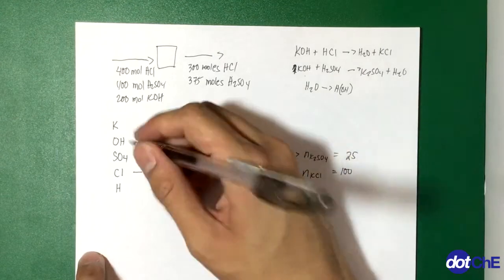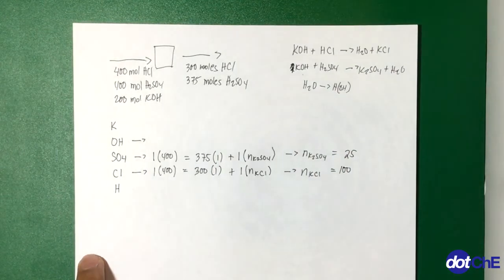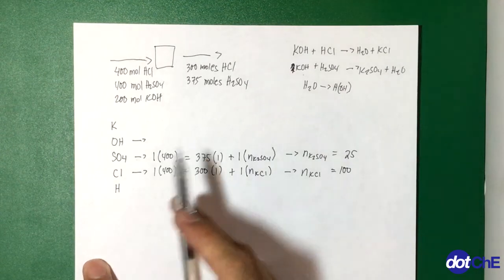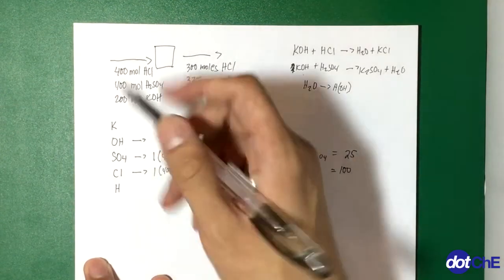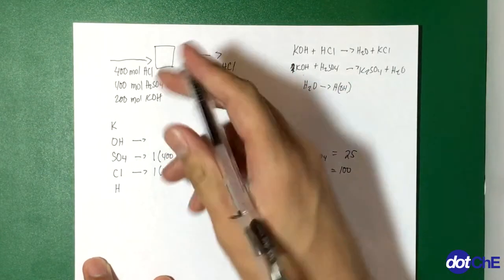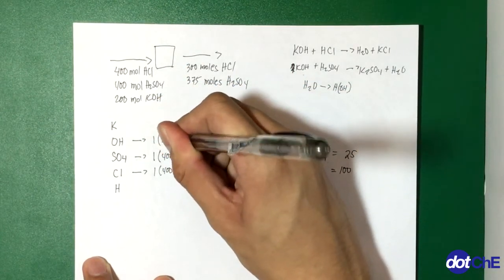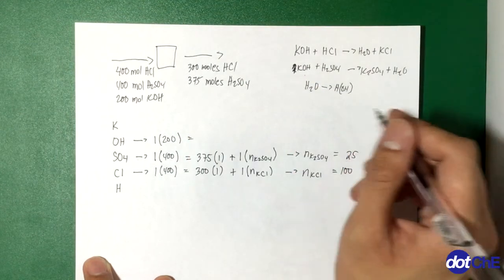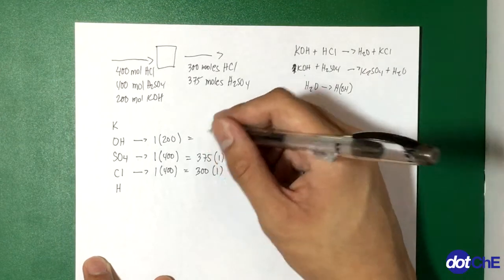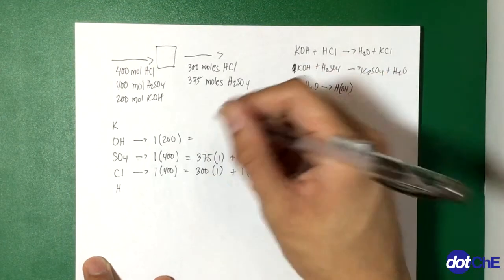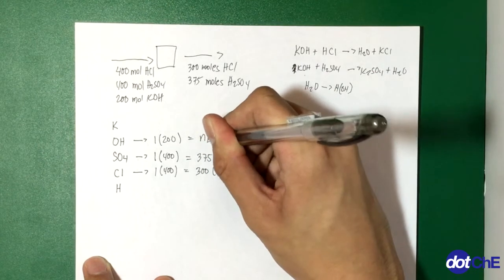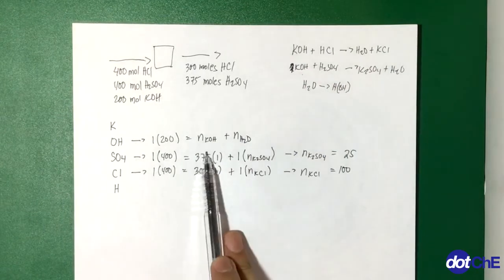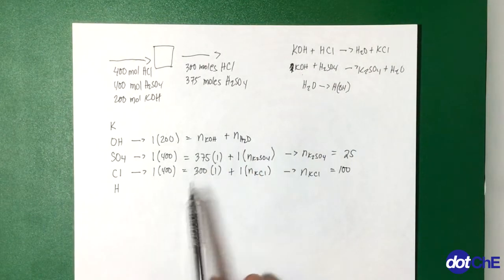Next, let's do the OH balance because it seems to be a lot easier. Oh, sorry, no. Let's just do the NOH balance first. In here, you have 1 times 200, which is equal to, you have 2 sources of your OH, your KOH plus your NH2O. However, you don't know these two, so let's just move on to another balance.